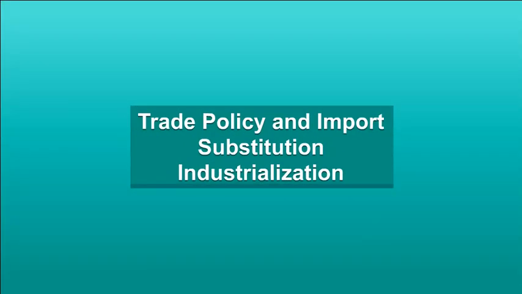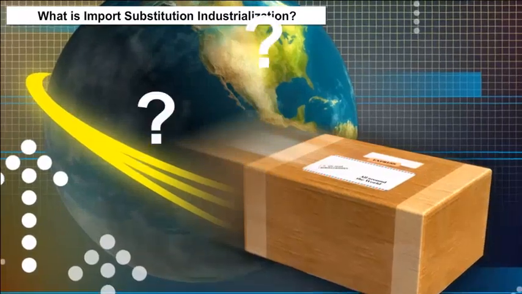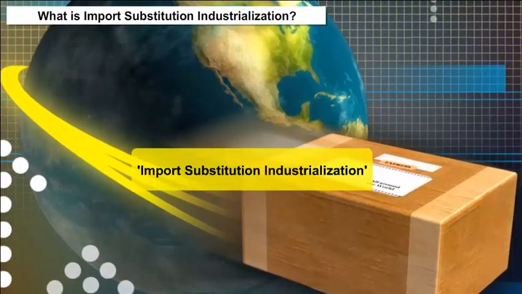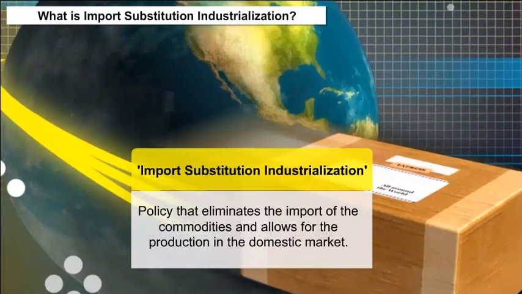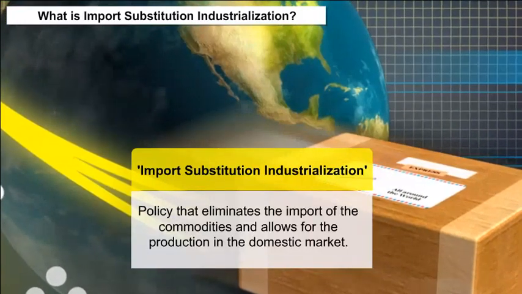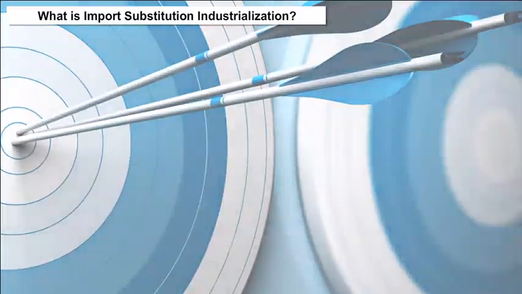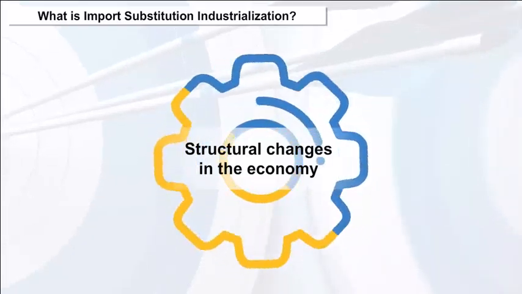Trade policy and import substitution industrialization. What is import substitution industrialization? Import substitution industrialization generally refers to a policy that eliminates the import of commodities and allows for their production in the domestic market. The objective of this policy is to bring about structural changes in the economy.